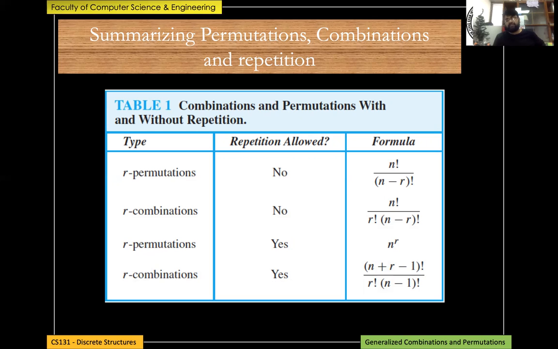Let us suppose that it is a permutation and the repetition is not allowed. You're not supposed to repeat it. An element, if chosen once, you cannot choose it again. The formula simply is n factorial over (n minus r) whole factorial. Just apply this formula, get full marks for it.